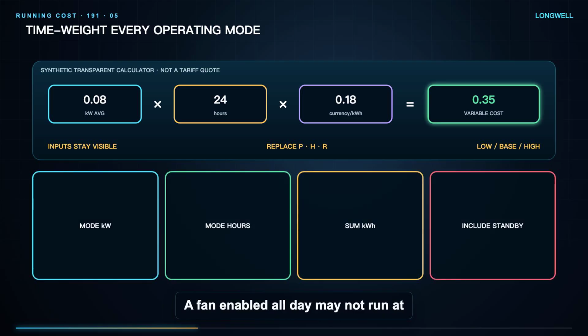A fan enabled all day may not run at 100% power. For each speed or mode, multiply measured or defensible input kilowatts by hours in that mode, include standby where material, and sum the energy. Logged kilowatt hours are preferable when they represent the same boundary and period.